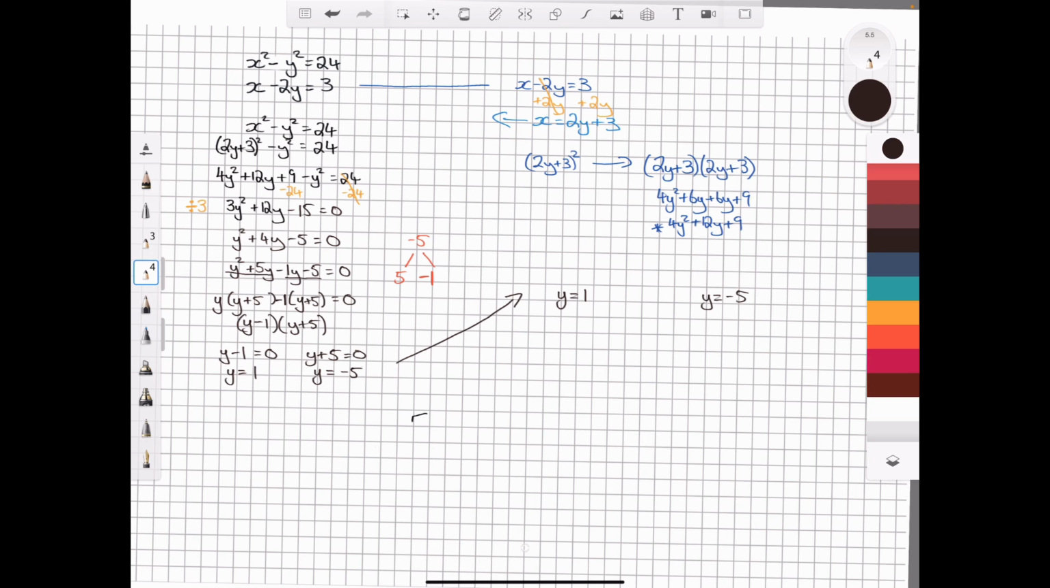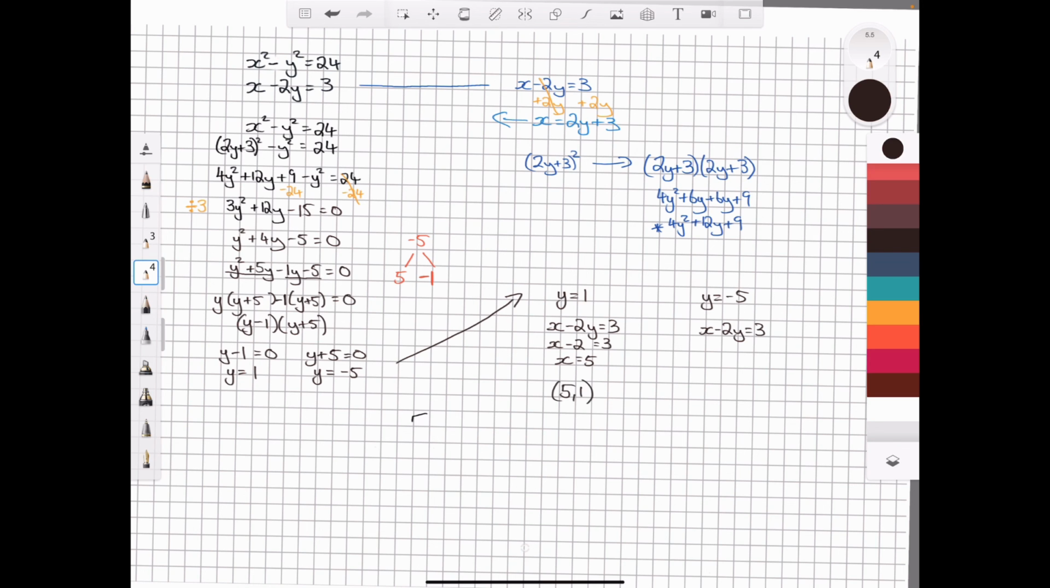And I take the original linear equation, x minus 2y equals 3. And now I'm going to substitute in 1 for y here, and over here I'll substitute in minus 5 for y. So if I substitute in 1 for y here, x minus 2 multiplied by 1 just stays the same, minus 2 equals 3. And here, if I plus 2 to both sides, I'm left with x is equal to 5. So our answer here is 5 and 1.